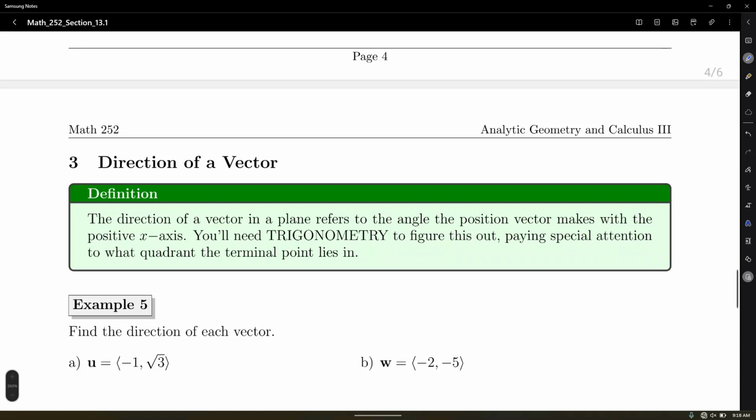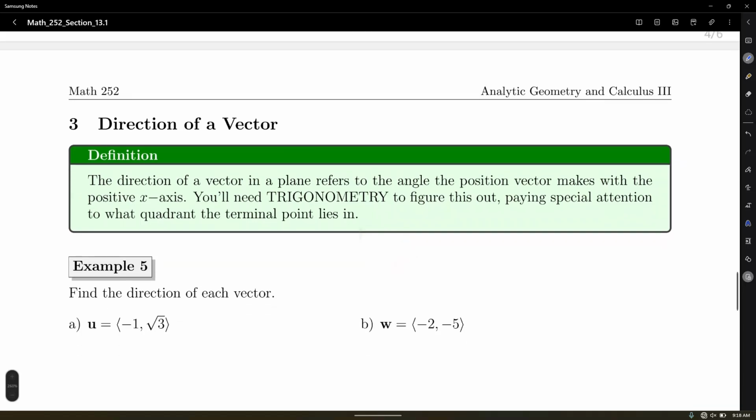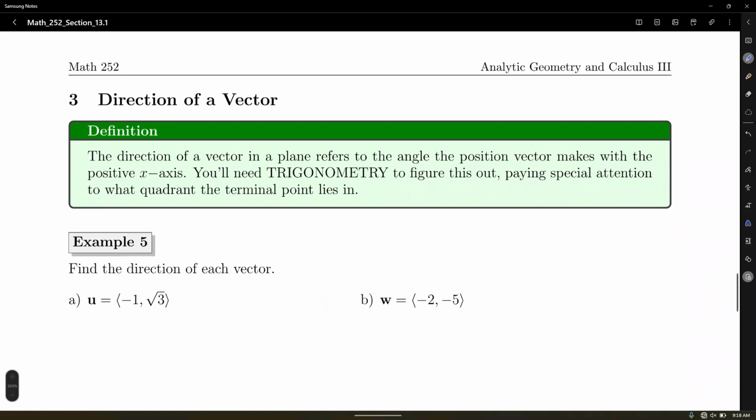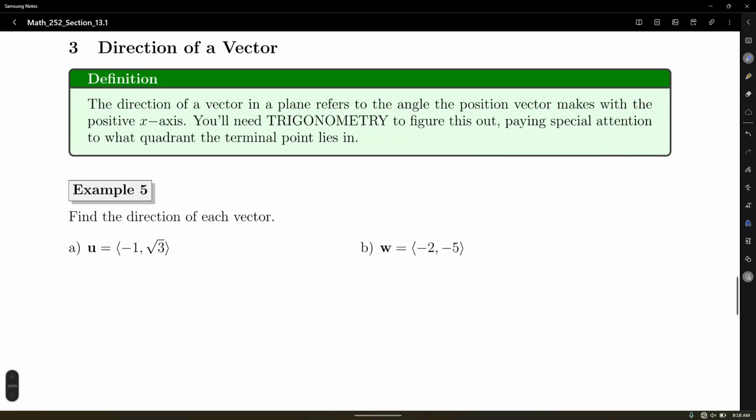Just a multiplication by a scalar. So we still need to do the two vector products, the dot product and the cross product. That's going to be sections 13.3 and 13.4 respectively. Now let's talk about the direction of a vector.